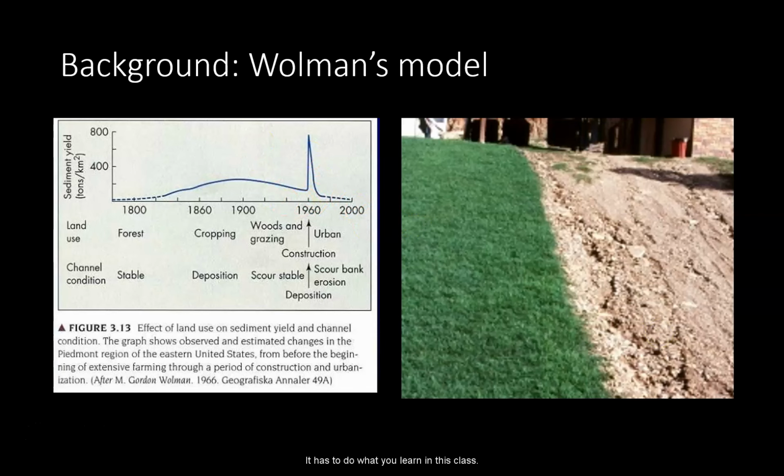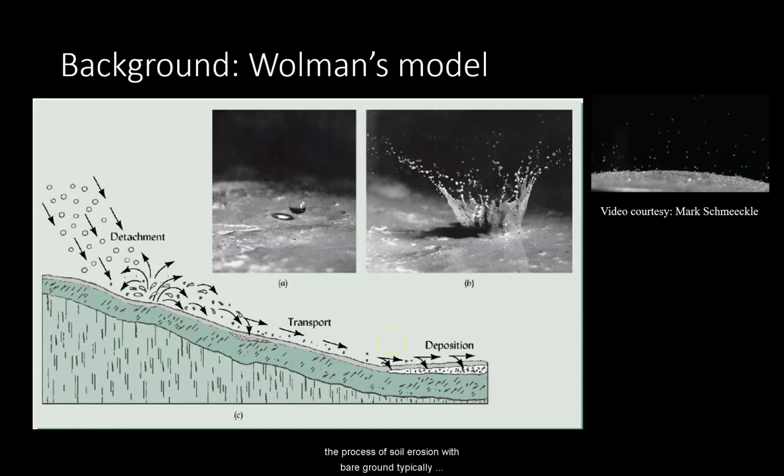It has to do with what you learned in this class relating to infiltration capacity. If you take grass, for example, when rain falls on the grass, vegetation like grass absorbs the moisture and you won't get soil eroding. But when you expose bare ground, that's when you begin to get rain splash, and rain splash leads to rilling and eventually gullying. So the process of soil erosion with bare ground typically starts with rain splash.